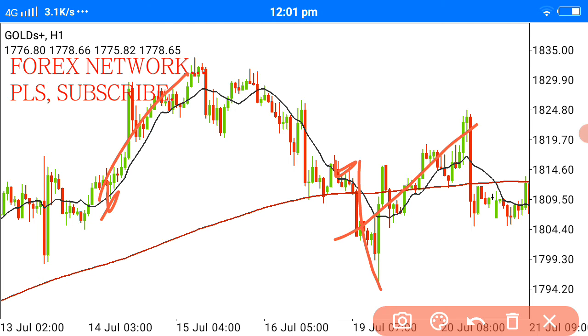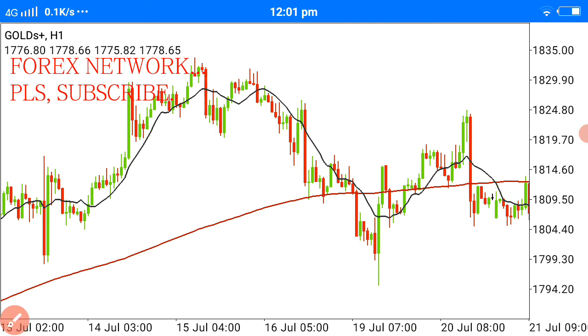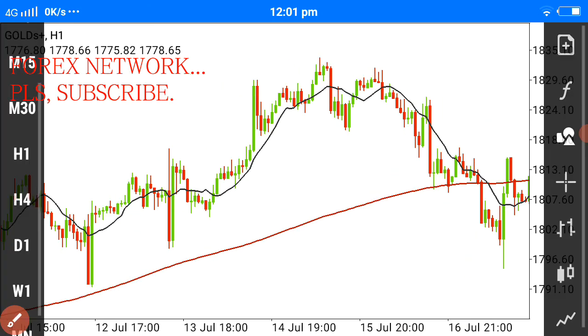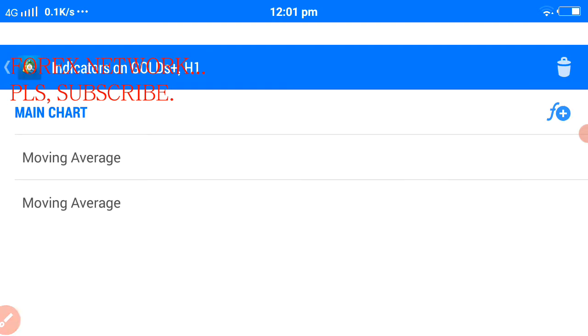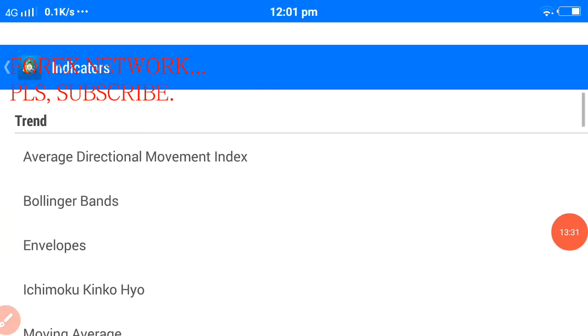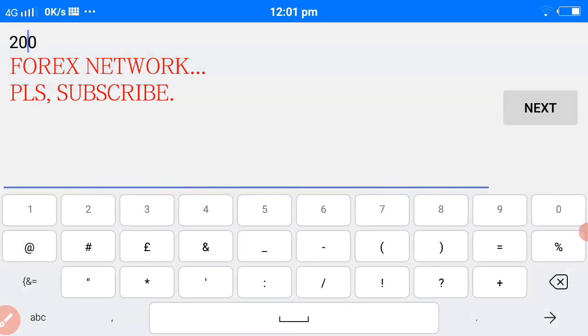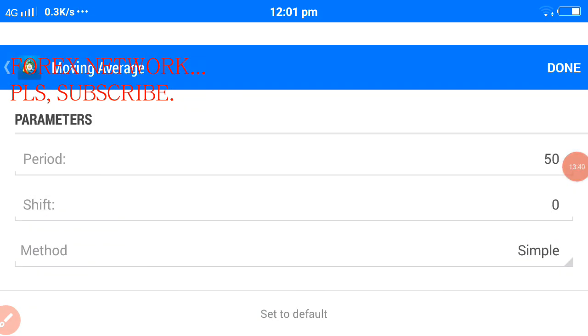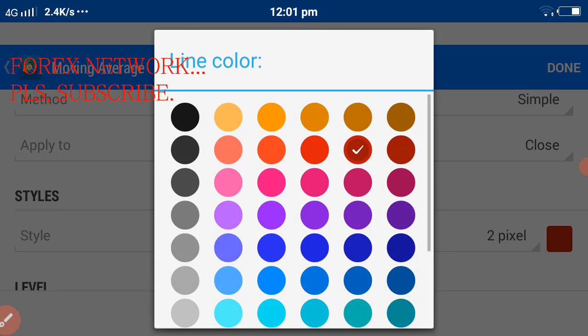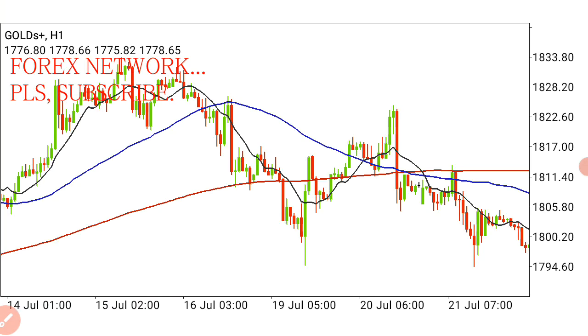Another way you can use the moving average is the moving average crossover. The moving average crossover is where you have 2 or 3 moving averages crossing over to give you a likely prediction of the market. So since you already have the 10, let me use maybe the 50 period to make it a little bit clearer. Let me use the 50. Then let me change the color. Let me use blue. Good.